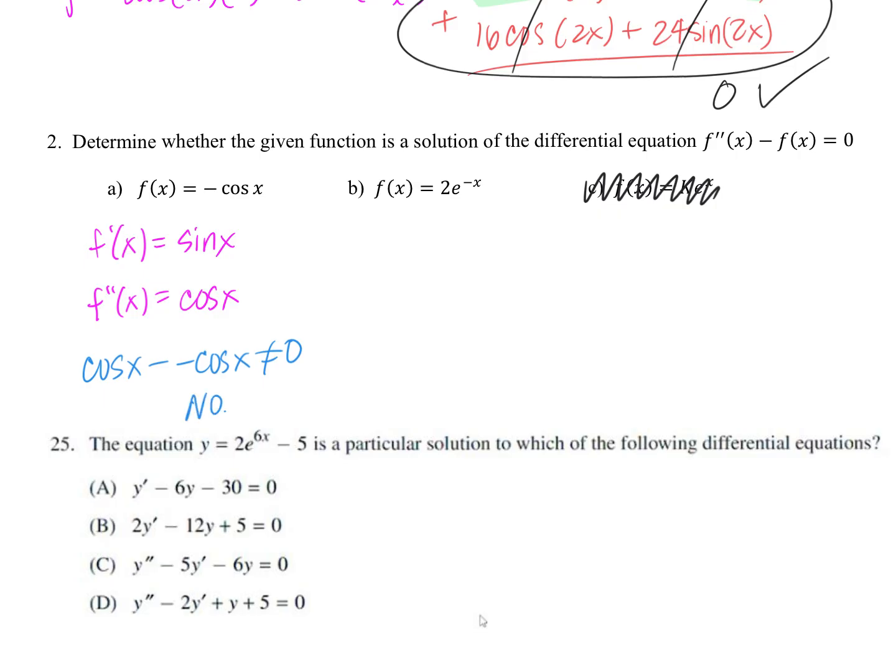Let's try B. f prime of x. The derivative of 2e to the negative x is 2e to the negative x, right? Wait, e is always just chill, times the derivative of its exponent. Yes, ma'am. If I were to simplify that, you're down with negative 2e to the negative x?